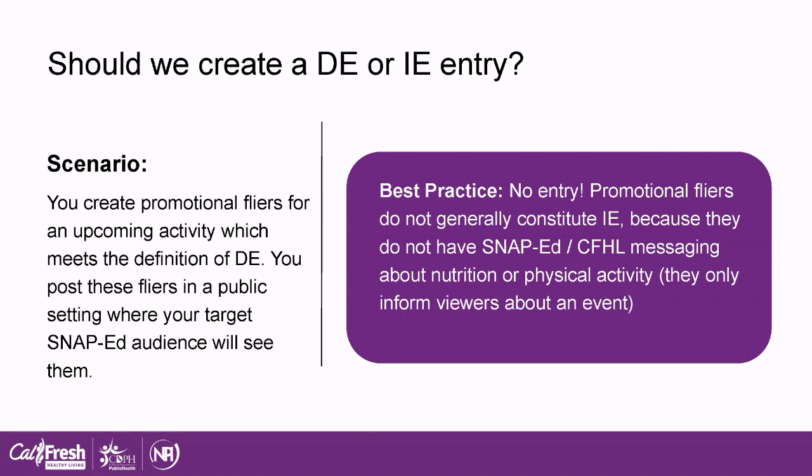In this next scenario, you create promotional flyers for an upcoming activity which meets the definition of direct education. You post these flyers in a public setting where your target SNAP-Ed audience will see them. Now, in this situation, you actually shouldn't make any PEARS entries. We commonly see folks creating indirect education entries for their promotional flyers when, in fact, promotional flyers don't generally constitute indirect ed, because they don't contain SNAP-Ed or CalFresh Healthy Living approved messaging about nutrition or physical activity. They're publicizing an event.